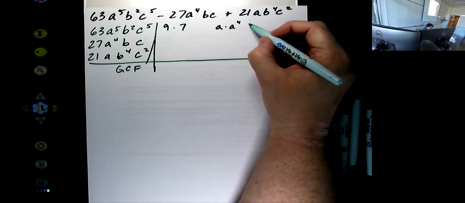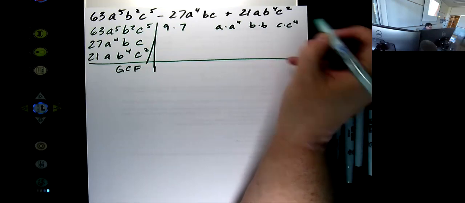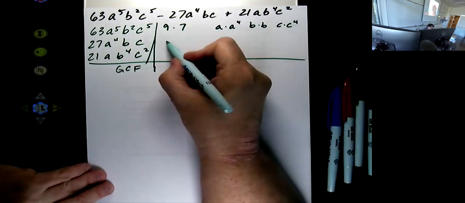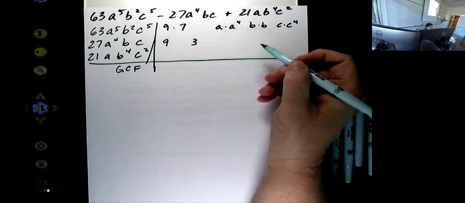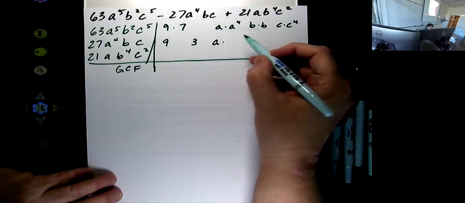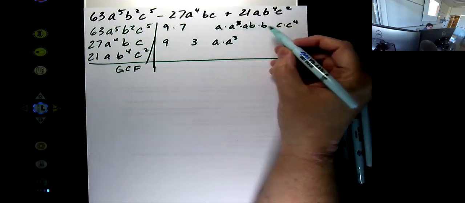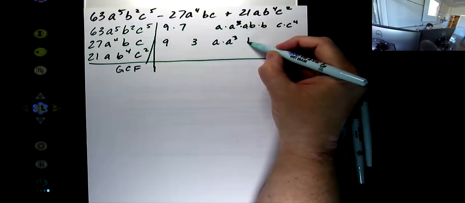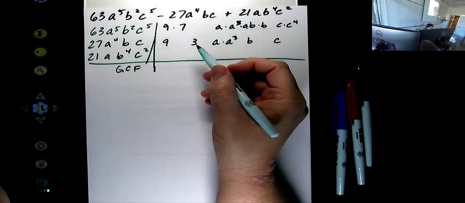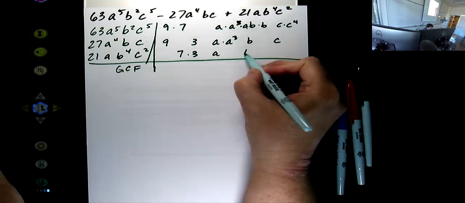B times B. And C times C to the fourth. Okay. 27, I got 9 times 3. Let's see, A times A to the third. Make that an A to the third up there and add an extra A. Okay. B and C. Okay. 21, let's see, 7 times 3. A, B times B to the third, C times C squared.